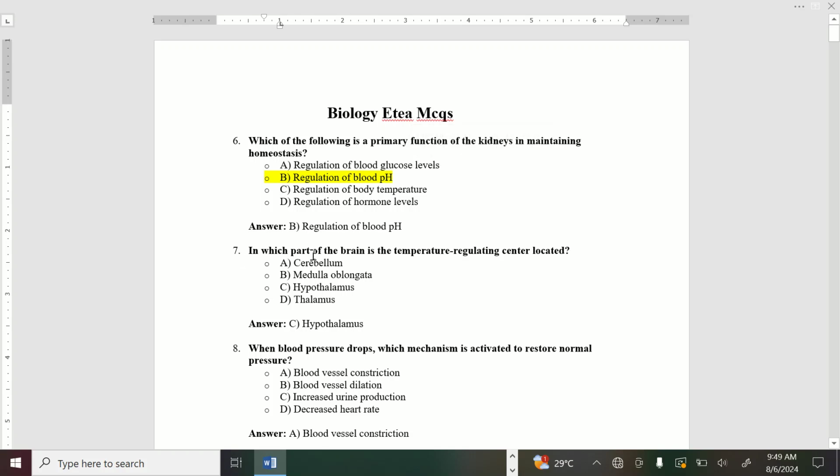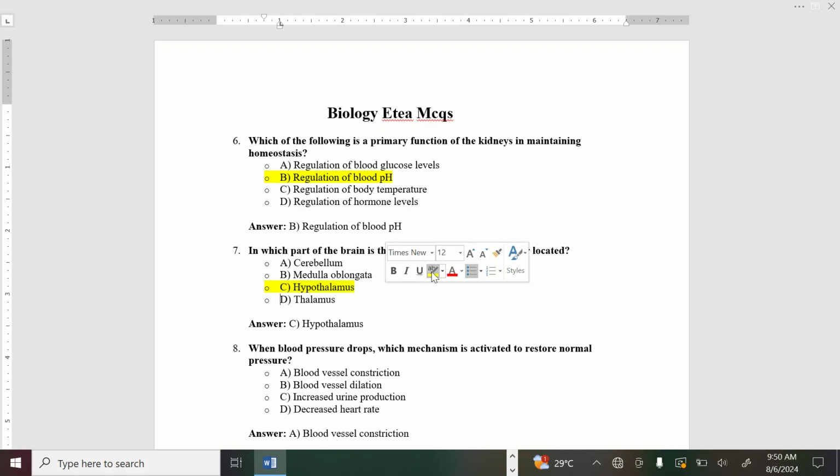The next MCQ is: in which part of the brain is the temperature regulation center located? A. Cerebellum. B. Medulla oblongata. C. Hypothalamus. And D. Thalamus. So the correct option is C.